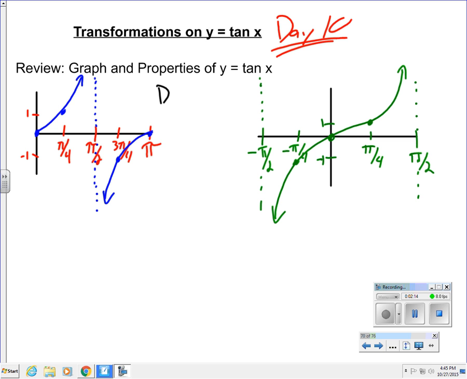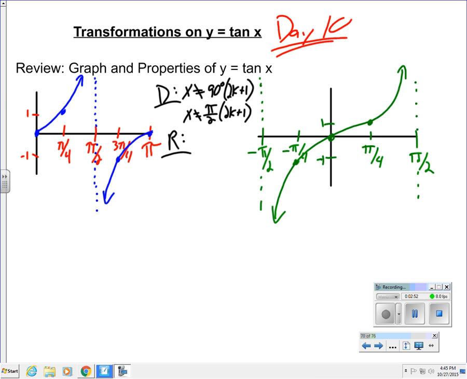For our parent function, our domain is everything except for odd multiples of 90 degrees, or odd multiples of pi over 2. So x can't be any odd multiple of 90 in degrees, so 90 times 2k plus 1, or for radians, any odd multiple of pi over 2. So pi over 2, 3 pi over 2, 5 pi over 2, -pi over 2, -3 pi over 2. These are all odd multiples. We have asymptotes at all of those odd multiples of pi over 2.